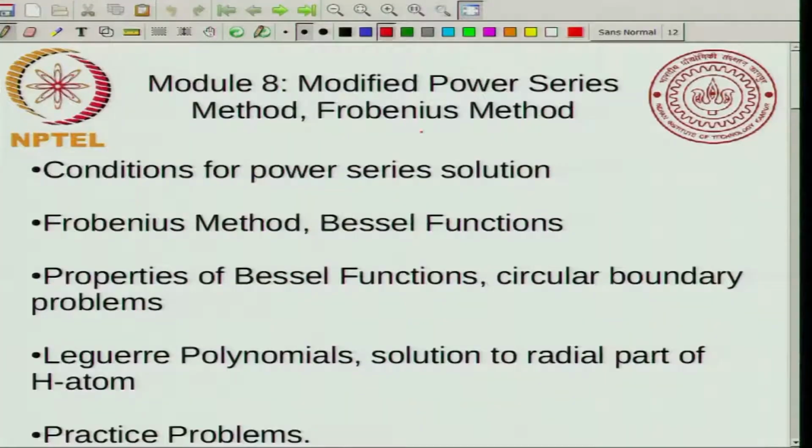We now start module 8, which is the last week of this course and the last module of this course. And in this week, we will be talking about the modified power series method and the Frobenius method.